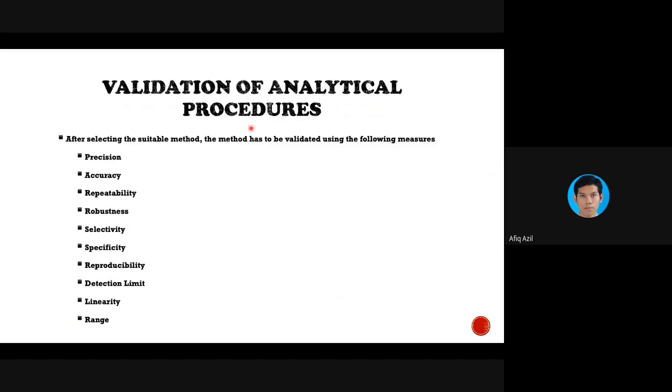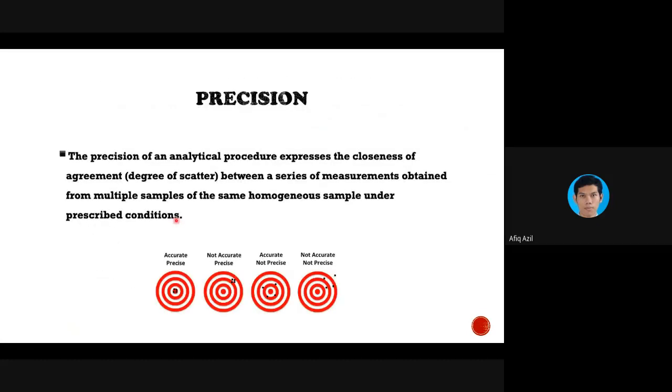So in validation of analytical procedures, the first criterion that you have to fulfill is the precision, and then you have accuracy, repeatability, robustness, selectivity, specificity, reproducibility, detection limit, linearity, and range. So we will go through this one by one. When we're talking about precision, from the word precise, we want to see whether your result obtained from the method that you are using can get close to the true value.